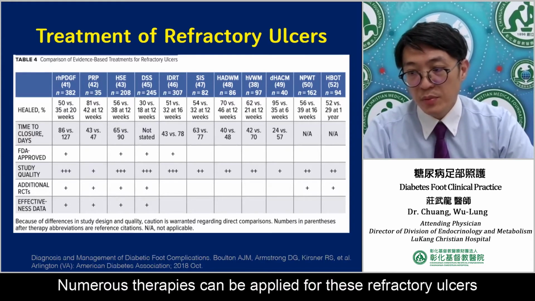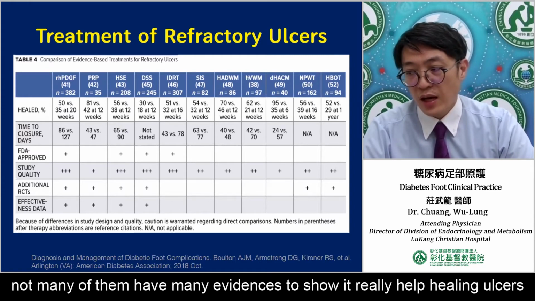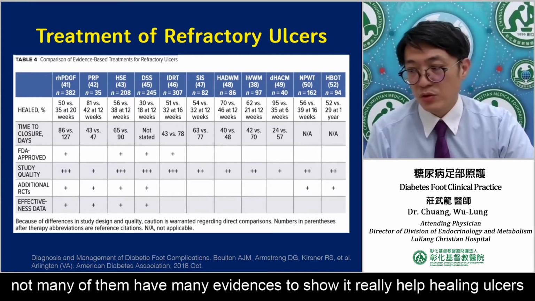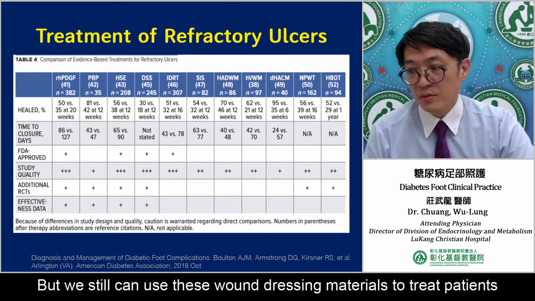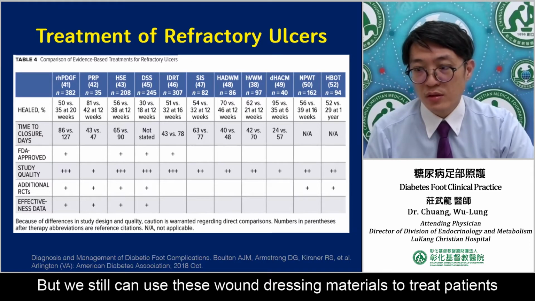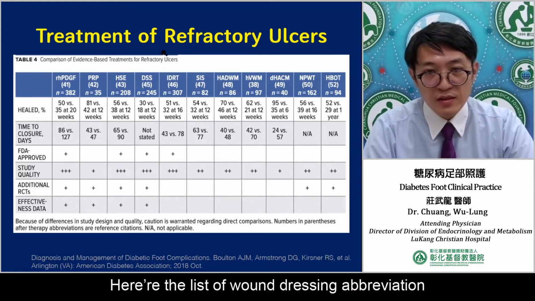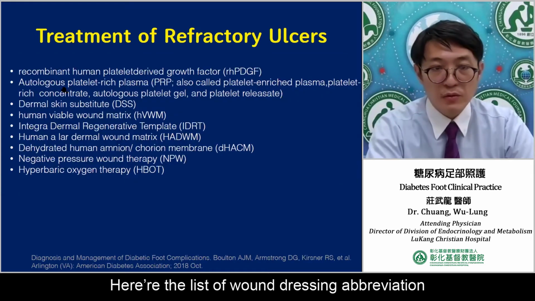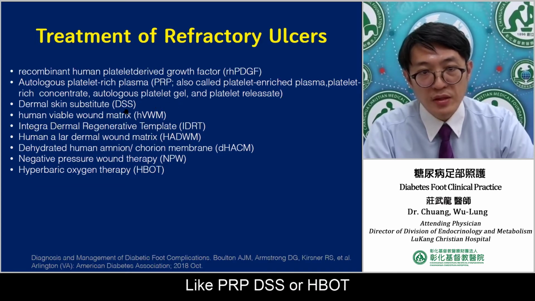Numerous therapies can be applied for those ulcers. However, not many of them have high evidence to show they really help heal ulcers. But we can still use wound dressing material to treat the patients. Here are the abbreviations, like PRP, DSS, or HBOT.